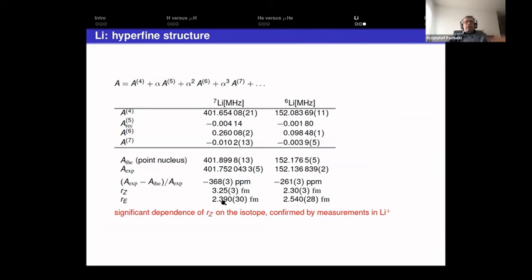So this indicates that the picture in which the nuclear structure contribution to hyperfine splitting comes from this Bohr-Weisskopf effect is incorrect. One has to take into account the inelastic contributions. So this commonly accepted picture of the Bohr-Weisskopf effect doesn't work even for such a simple system like lithium.